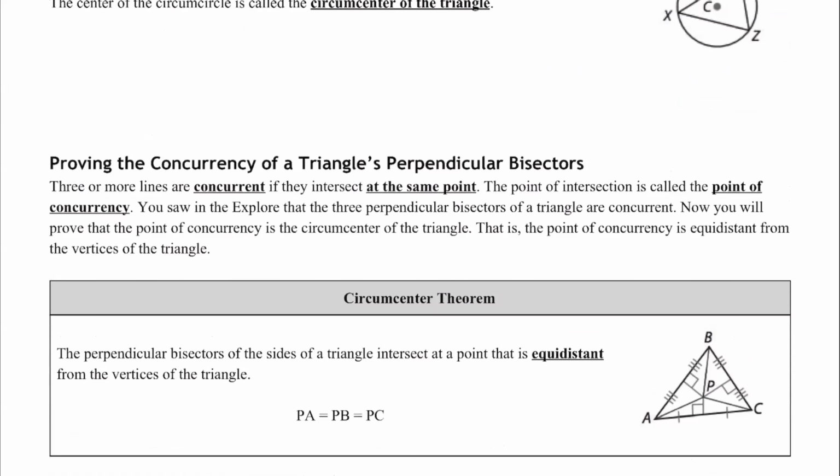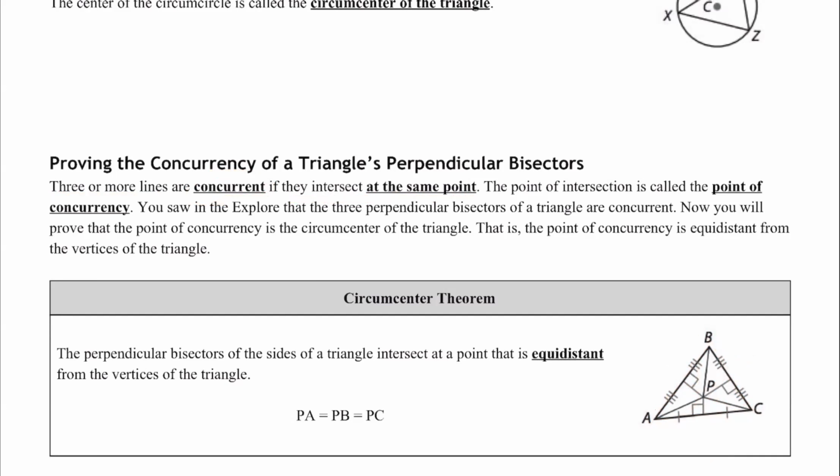Basically, what this says is we're trying to prove the concurrency of a triangle's perpendicular bisectors. What that means is that when you draw a perpendicular bisector to each side, they will meet at a single point, a concurrent point right there. Three or more lines are concurrent if they intersect at the same point. The point of intersection is called the point of concurrency, right?